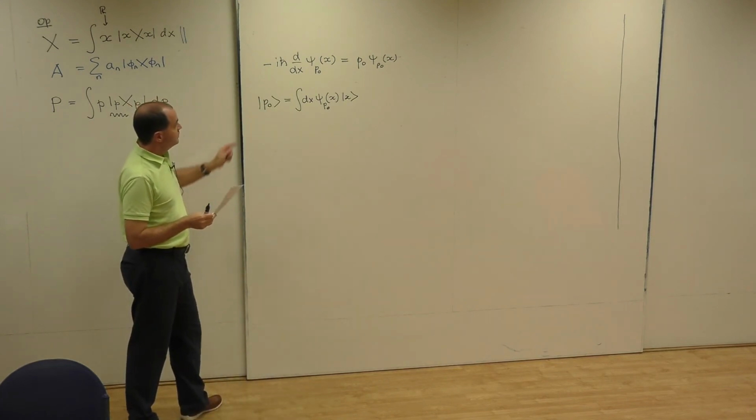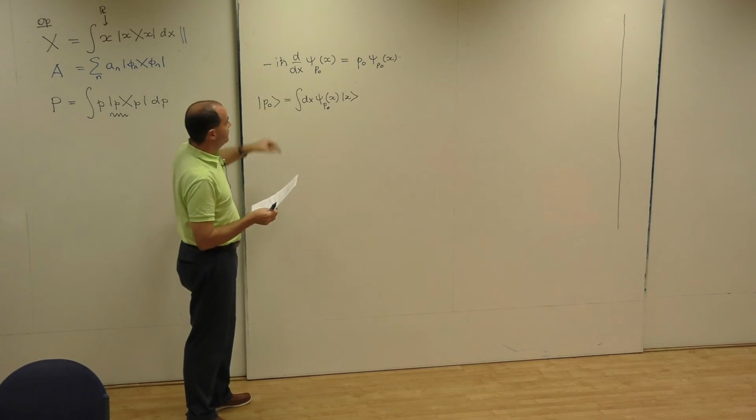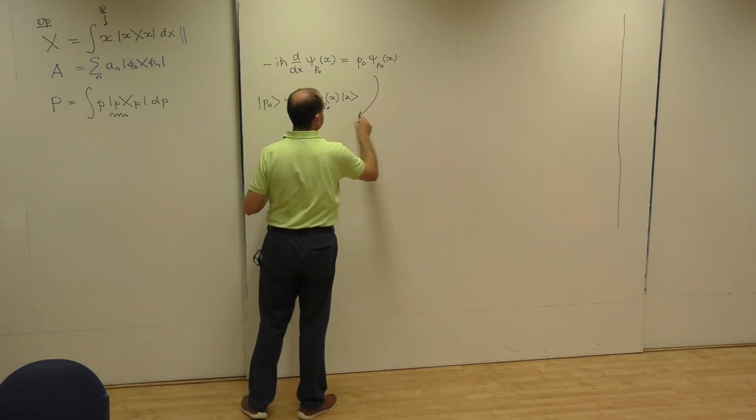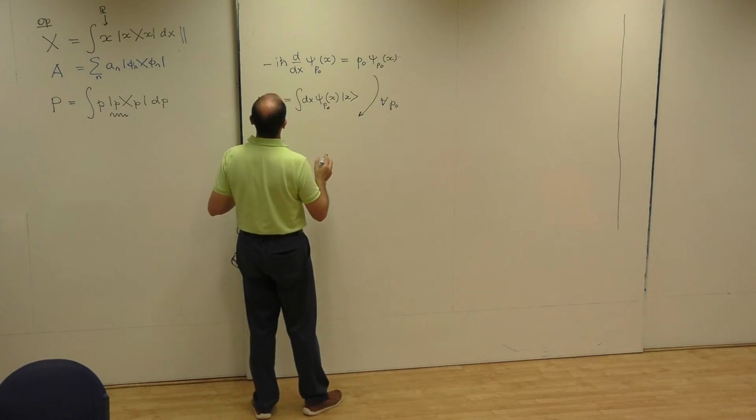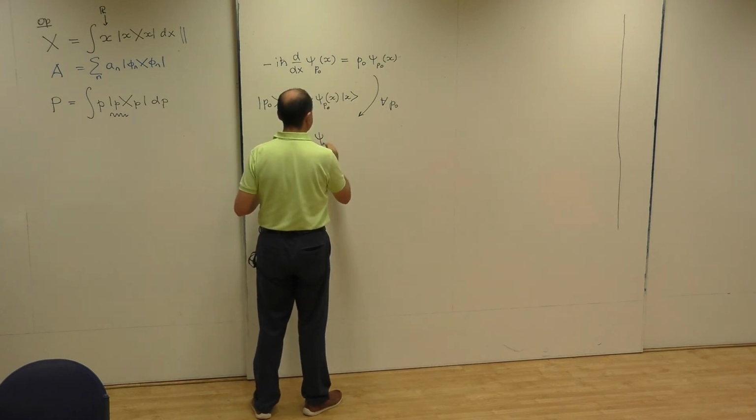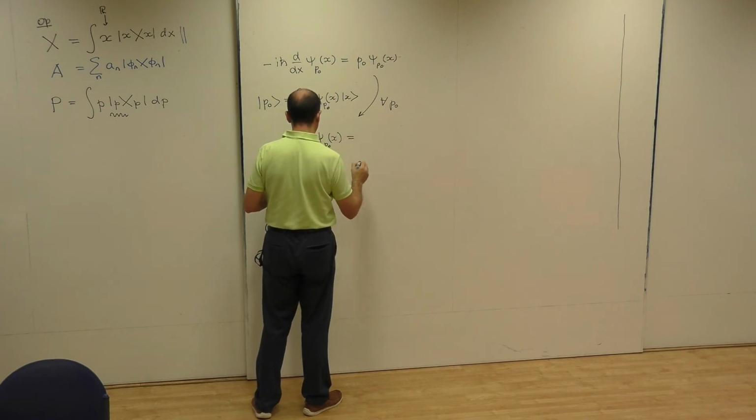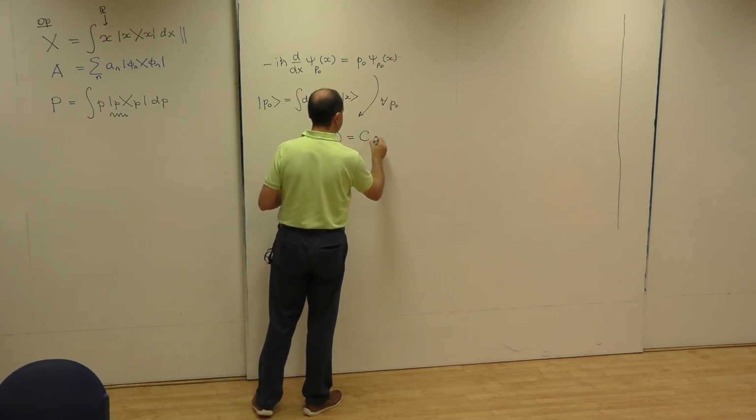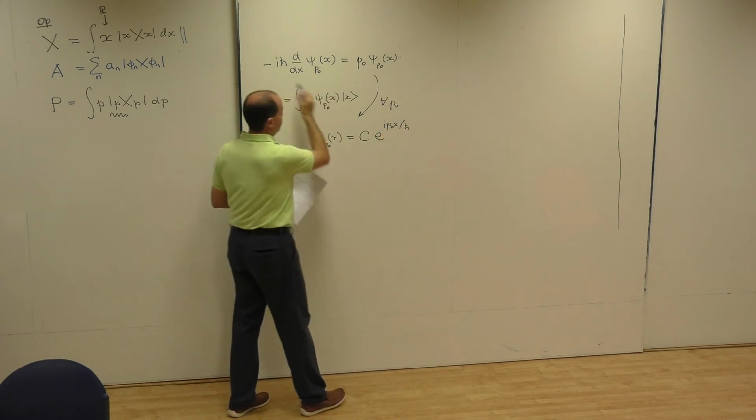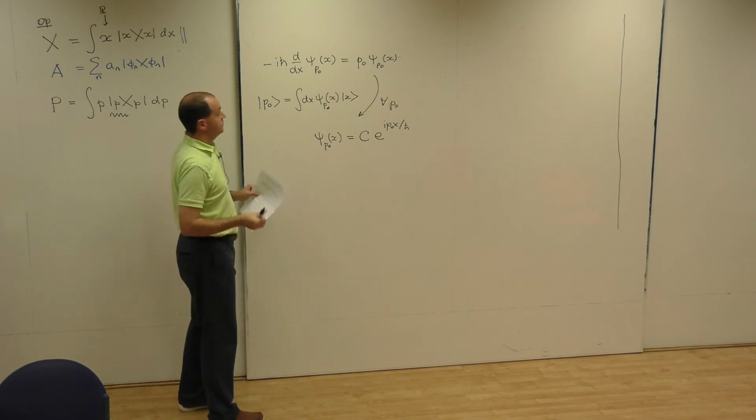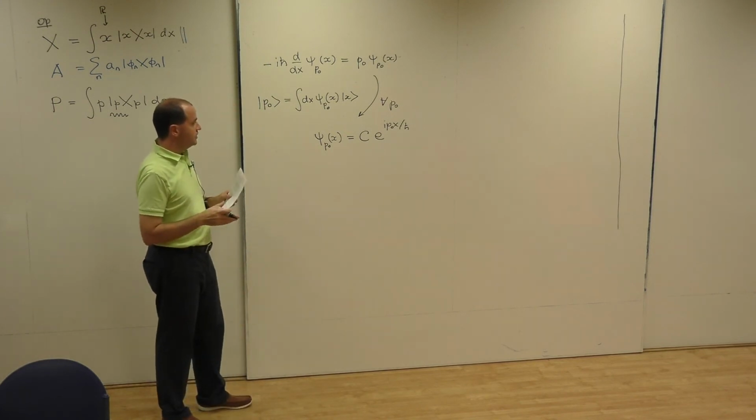Okay? So what is the solution to this eigenvalue equation? Well, it's pretty clear what it is. For every p0, which is well defined, this would give me psi p0 of x is something like, well, an object c e to the i p0 x over h bar. That's our exponential solution. Now what is c?